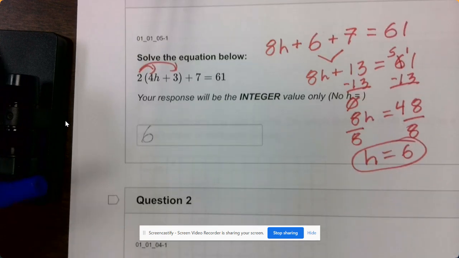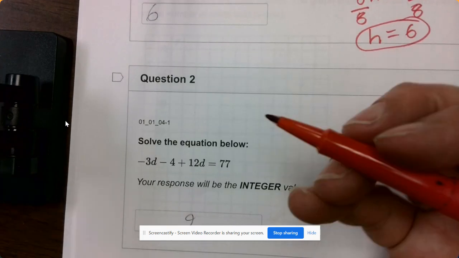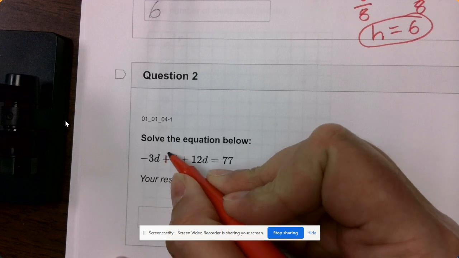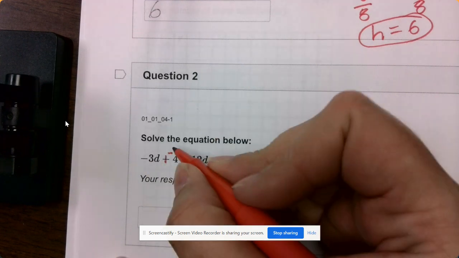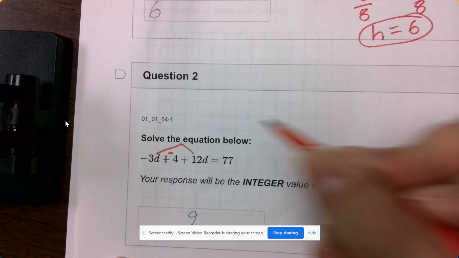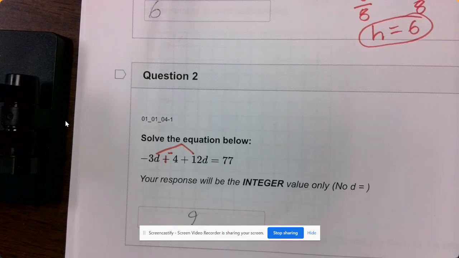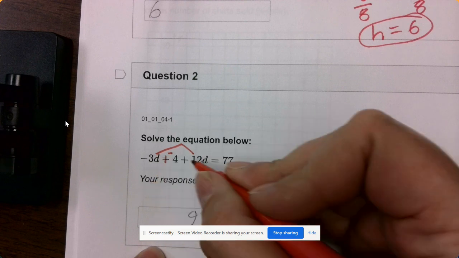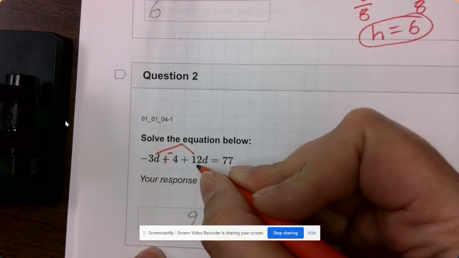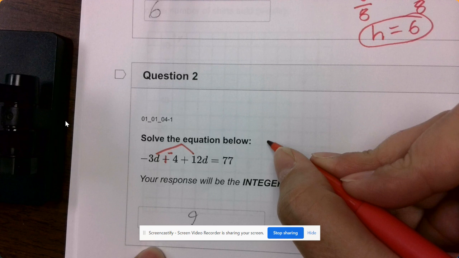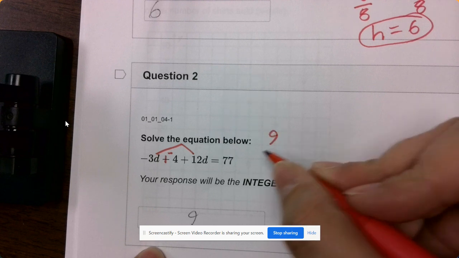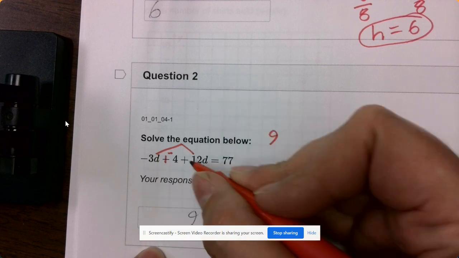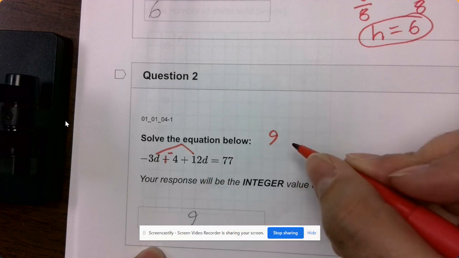Okay, this one, we're going to combine like terms. I like doing keep, change, change to keep track of my negatives. So I add the x's together. So then we're going to get negative 3 plus 12, opposite sign, subtract, add the sign of the larger number. So temperature's at negative 3 degrees, rises by 12 degrees, and we're now going to be at negative 9.